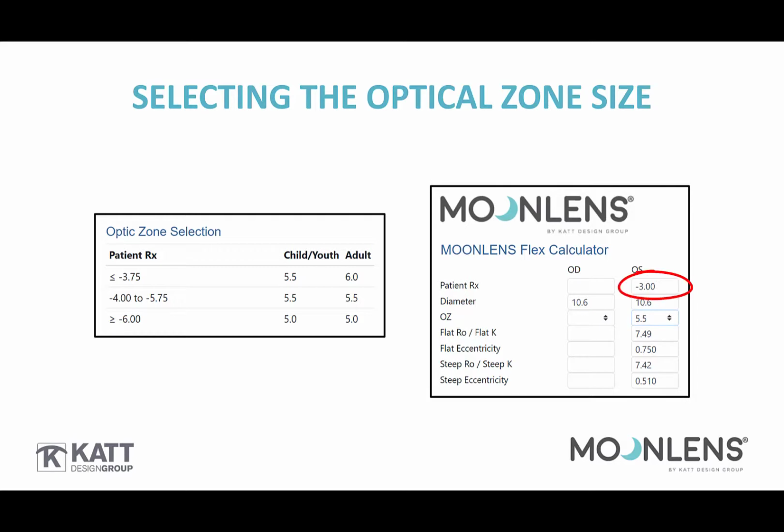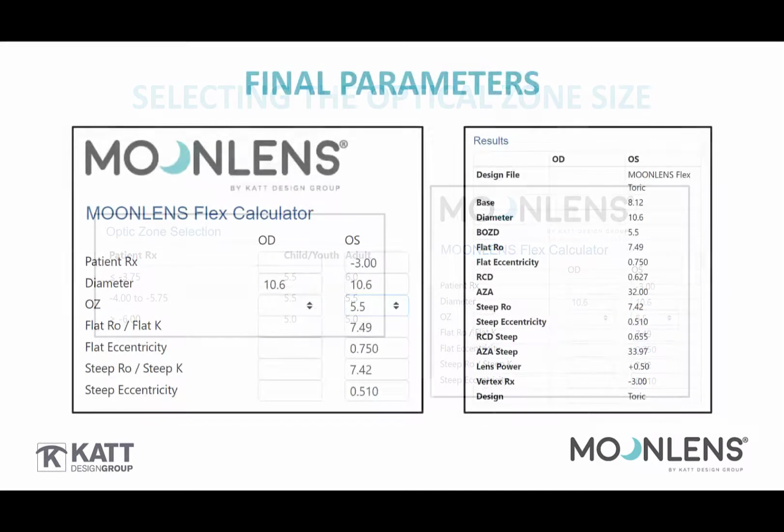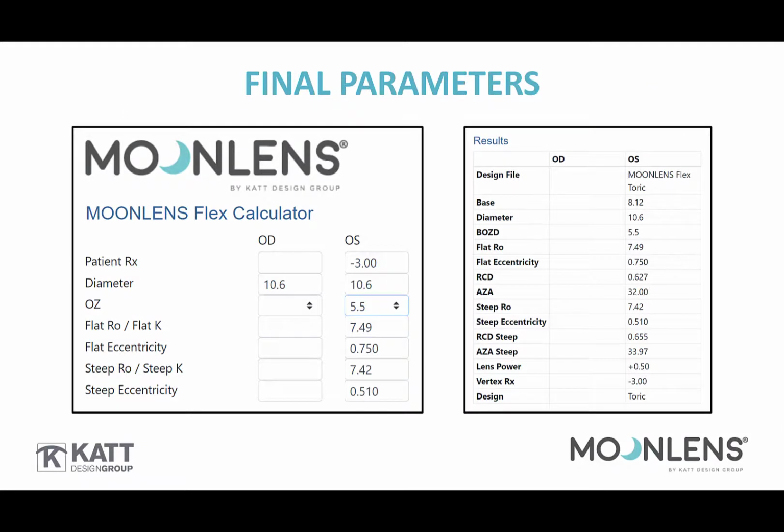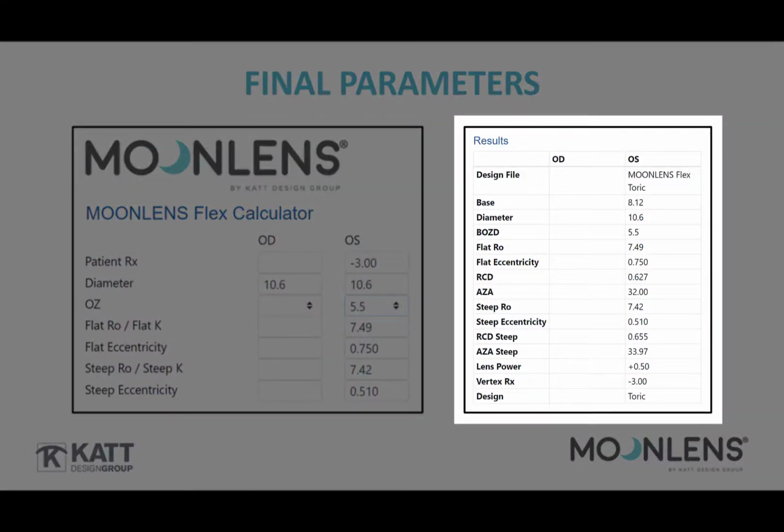With the spherical component of the RX, determine the optic zone size relative to the age of patient. In this example, a young candidate had a -3 diopter RX and therefore would require a 5.5 mm optic zone. From the entered data, the calculator will determine all the parameters required for your distributor to build the custom MoonLenses.